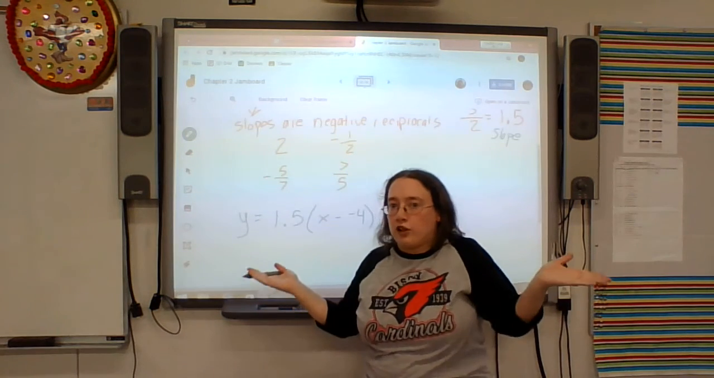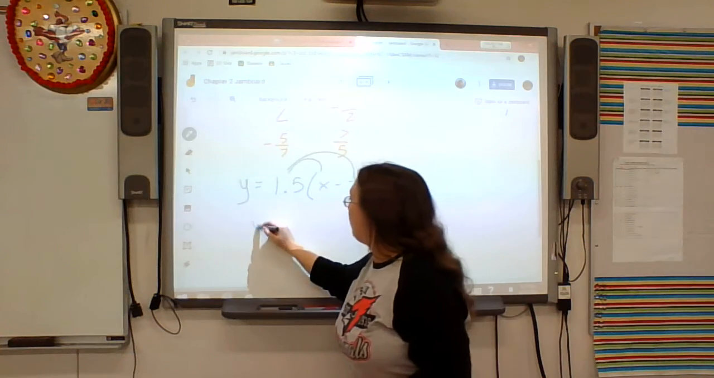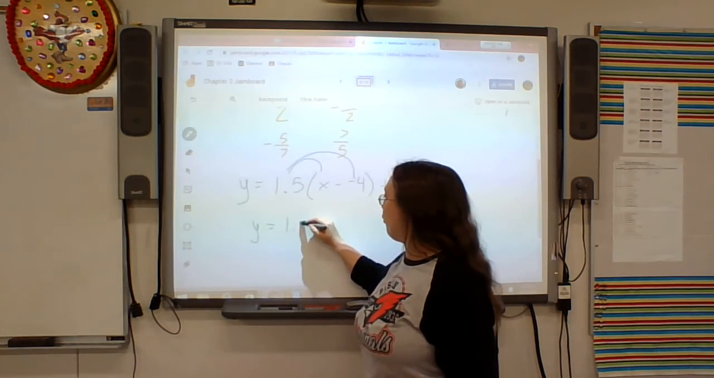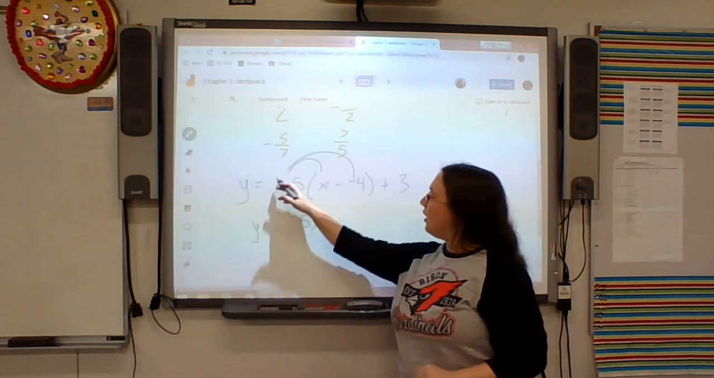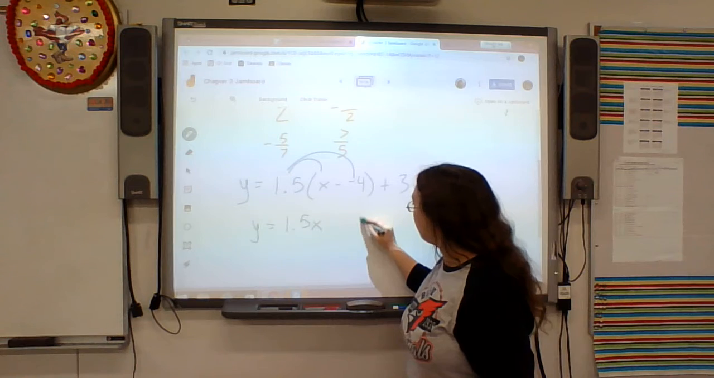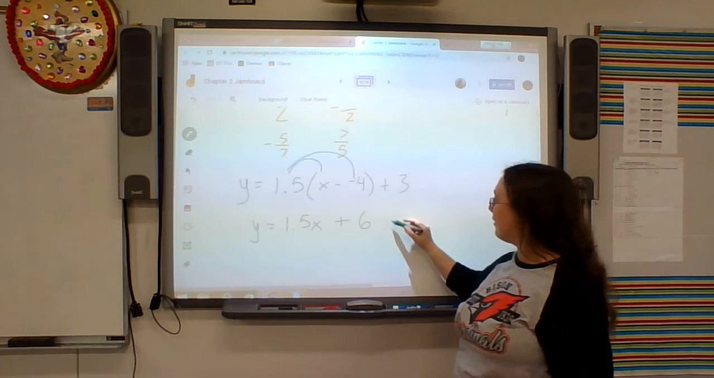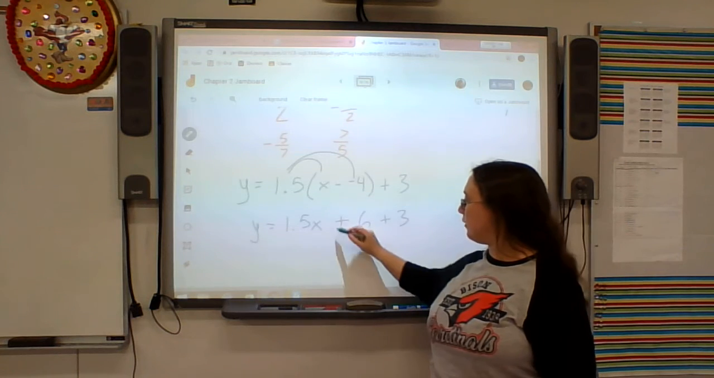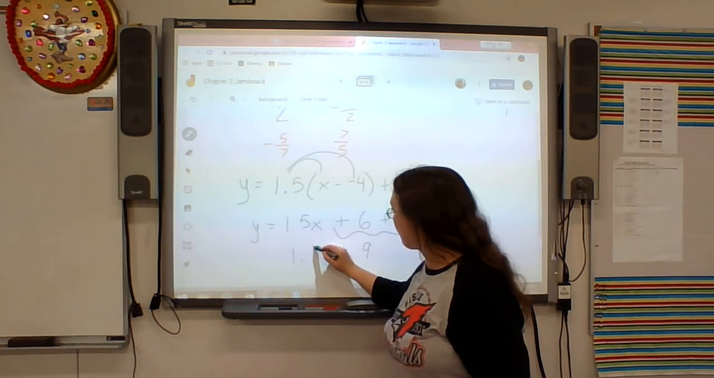And again, we're just making it look nice. So we're taking this, we're distributing it. 1.5 times x is 1.5x. And again, if you left it as 3/2, that's fine. 1.5 or 3/2 times 4 gives you 6. And a minus and a negative gives you a plus. And then plus 3. And 6 plus 3 is 9.